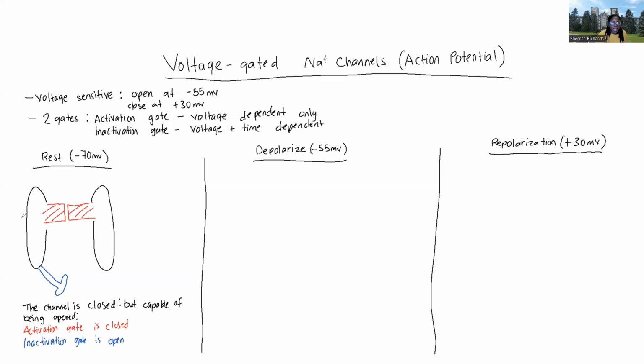So we have enough of a change to get to -55, and let's see what happens at that point. Now we open up the sodium channel. At -55, our channel is going to be open. So let's draw what that looks like in terms of both the gates. That means the activation gate is now open, and the inactivation gate is also open.